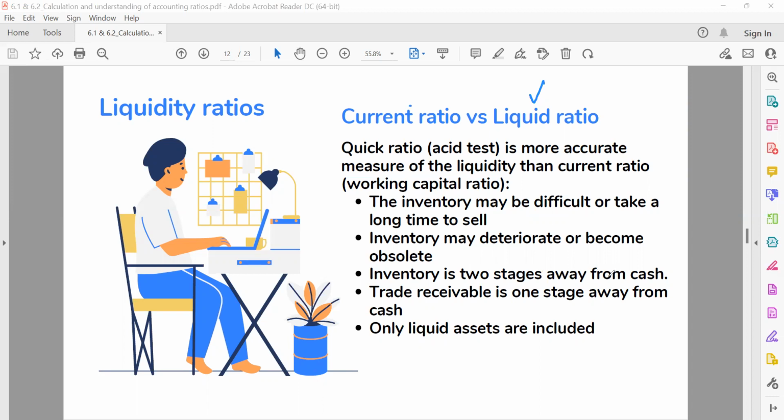Inventory is 2 stages away from the cash. Why is it 2 stages away from the cash? It means that we sell to the customer, after that only we get the cash. So that is called 2 stages. Trade receivable is only 1 stage away from the cash, because from inventory we go to trade receivable, then to the cash, whereas trade receivable goes directly to the cash. Only liquid assets are included. So that is the reason why liquid ratio is a better option than the current ratio to measure the liquidity.